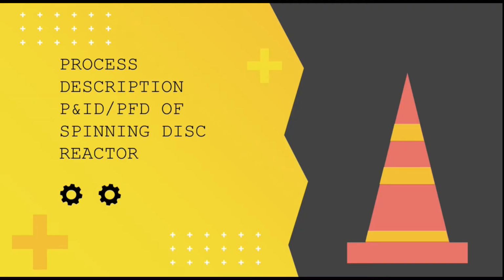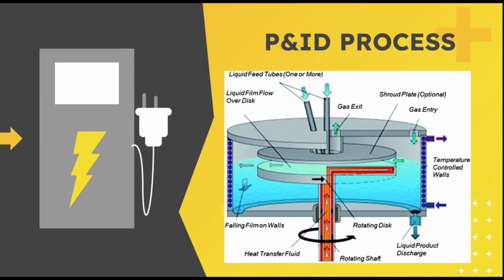I will move to my part today. I would like to share with all of you about the process description PNID of spinning disc reactor. This is a diagram of the process description of spinning disc reactor in the PNID process. I will explain more about how the process goes on in a video after this slide. Then I will pass the next slide to Afiq Daniel for his presentation.